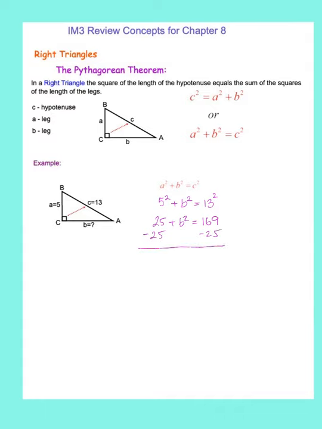So we are going to get b squared equals 144. And lastly, we are going to take the square root of both sides. So b is going to equal 12. So the length of side B is going to be 12 units. And in this case, we are talking about a Pythagorean triple, because each of the numbers of the side lengths are whole numbers. So 5, 12, 13 is called a Pythagorean triple.